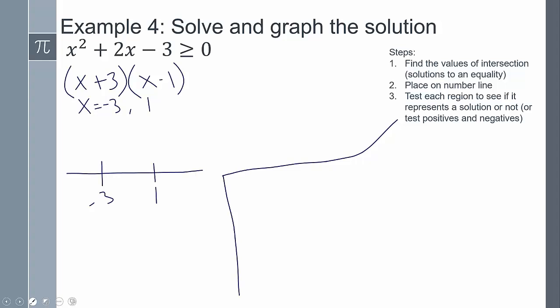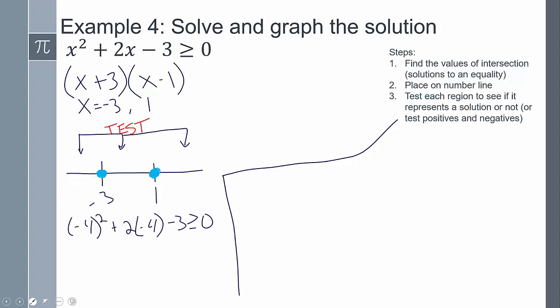What I want to do is test each region to see if it's true or false, just like I did in the very beginning. Remember how I tested if a region was true or false? We're going to do that here. And so my solutions, because it says equal to, I can say solid circle, and then now I want to test. So pick a value over here, like -4.